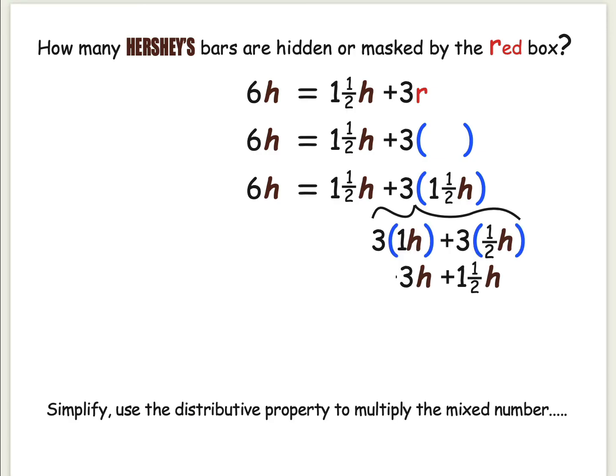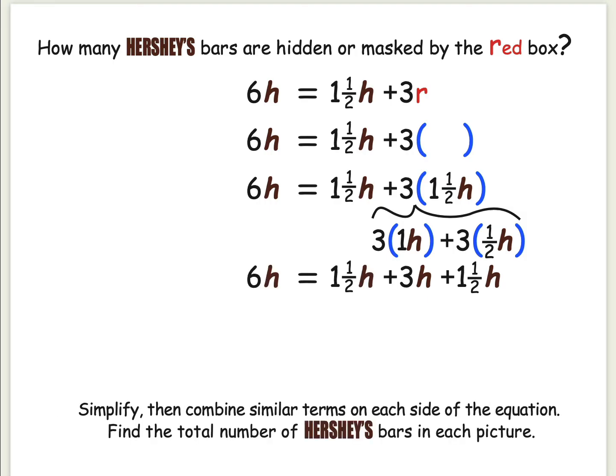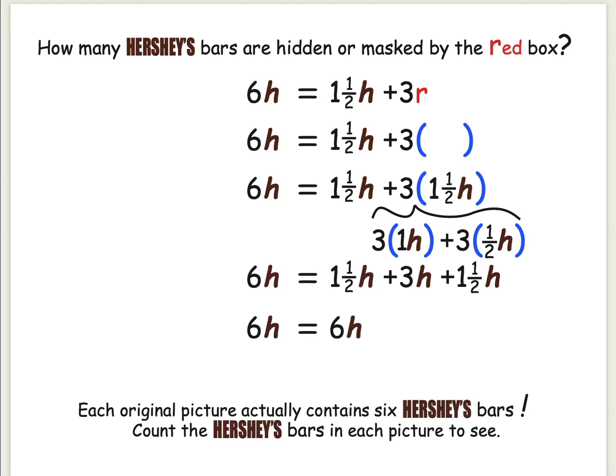Simplify. Use the distributive property to multiply the mixed number. 3 times 1 1/2 H is 3 times 1H, and 3 times 1/2 H. 3 times 1H is 3H, and 3 times 1/2 H is 1 1/2 H. Simplify, then combine similar terms on each side of the equation. Find the total number of Hershey's bars in each picture.